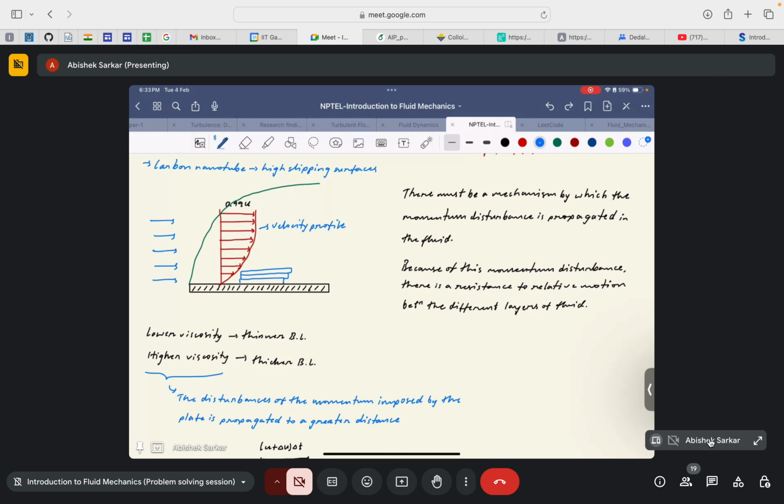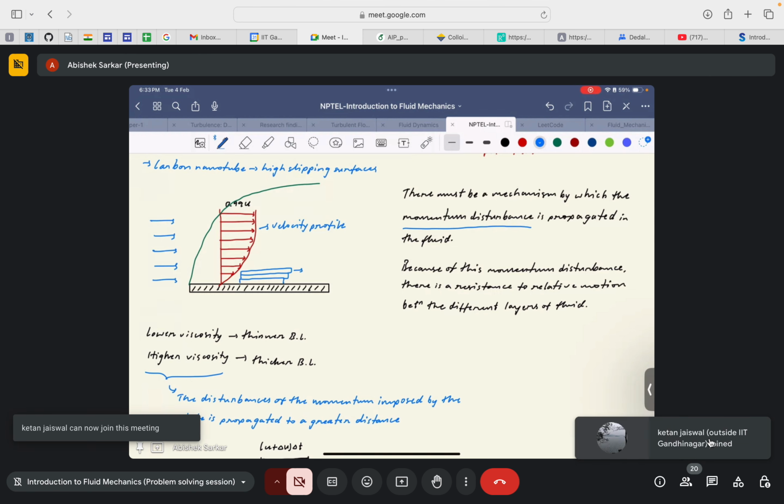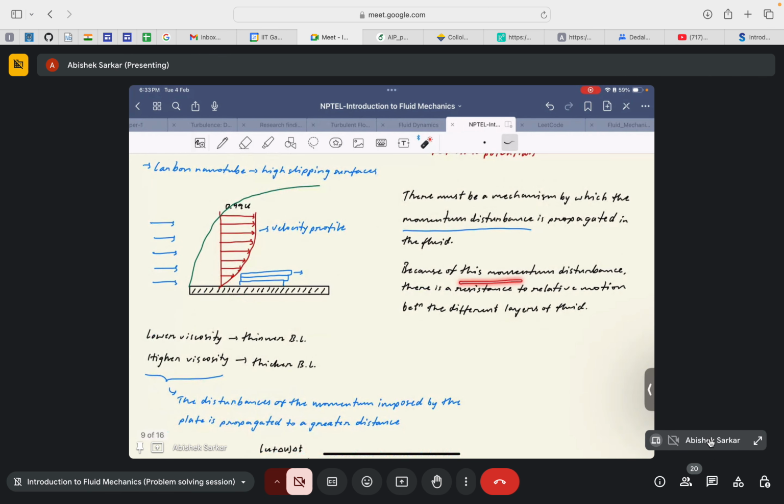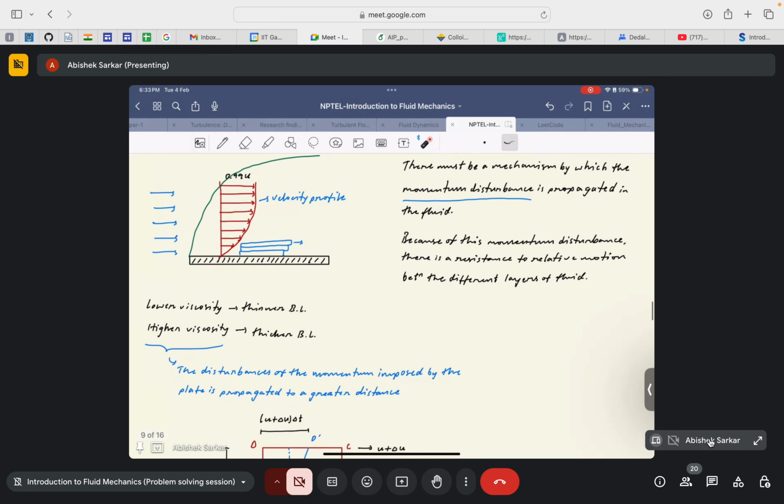This interaction between these different layers of fluid is by the momentum disturbances being exchanged between the fluid molecules by virtue of their viscosity. As Professor Chakraborty very beautifully explains, it is because of this momentum disturbance that there is resistance to relative motion between these different layers of fluid, and this momentum disturbance is because of the viscosity of the fluid. I hope this part is clear. And again, Professor Chakraborty extensively discussed how this boundary layer is generated, and how the velocity profile changes at different points in the boundary layer.